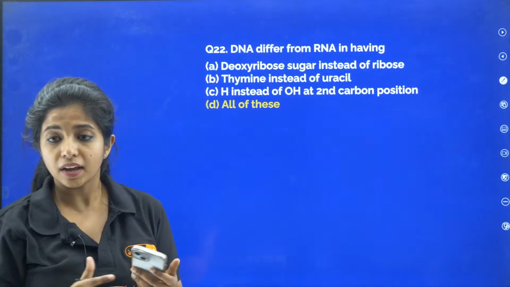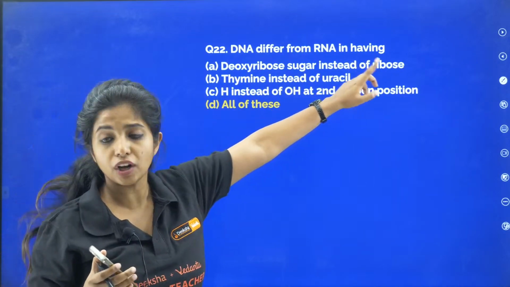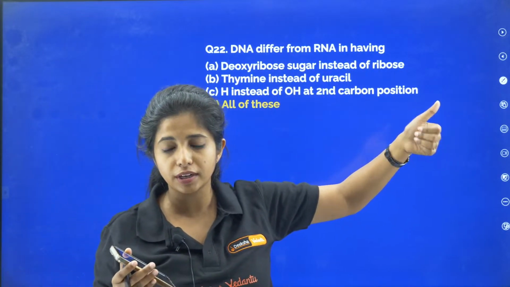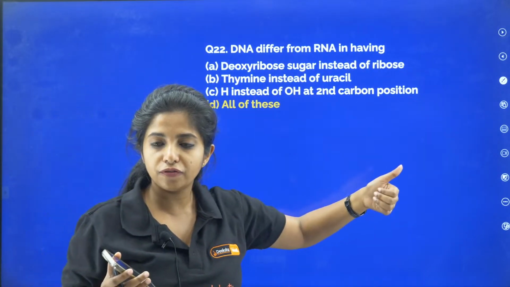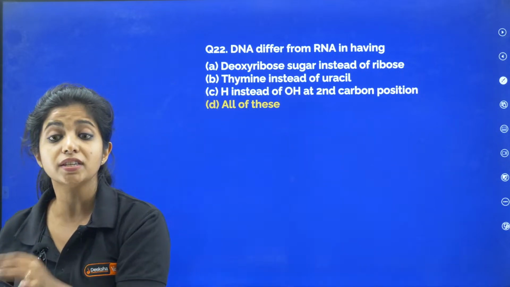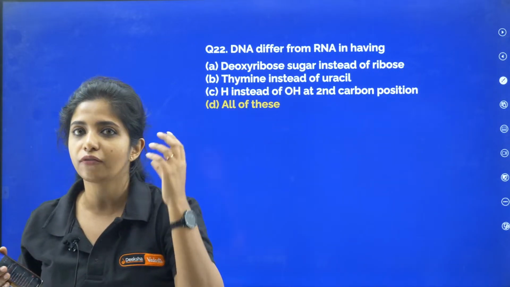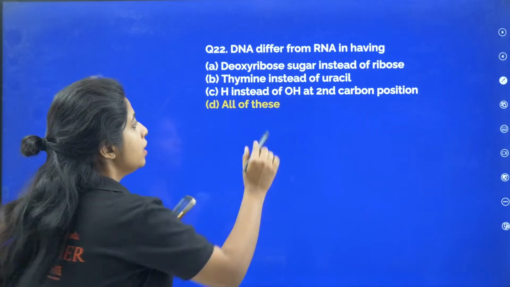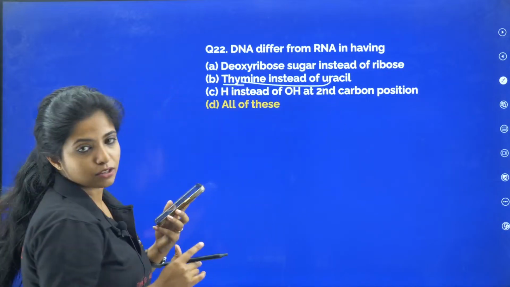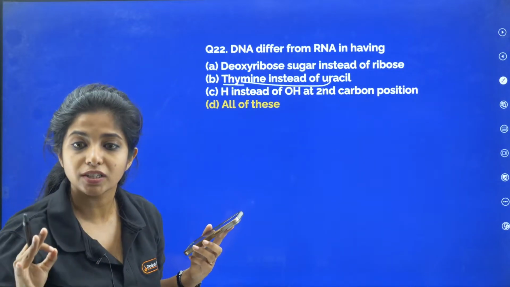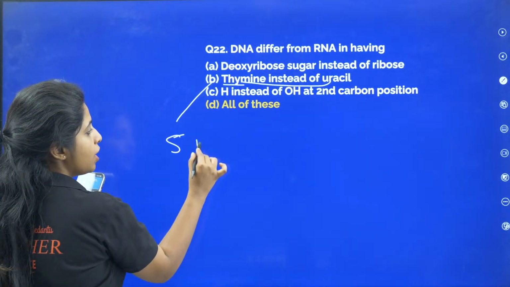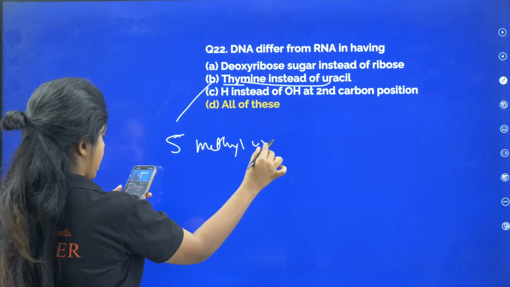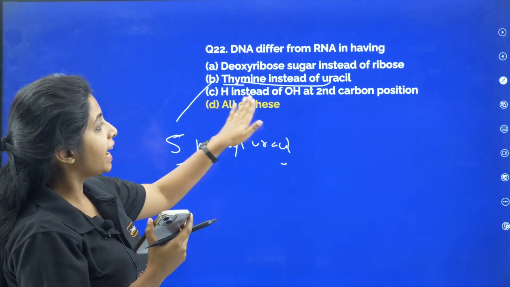DNA differs from RNA. How? Deoxyribose sugar instead of ribose. Yes, in the case of RNA you have ribose sugar. Here you have deoxy. In the case of DNA you have thymine. In the case of RNA you have uracil. Okay, and always remember, thymine came from uracil, so it is also known as 5-methyl uracil. Thymine is also known as 5-methyl uracil. Okay, next, H instead of OH.